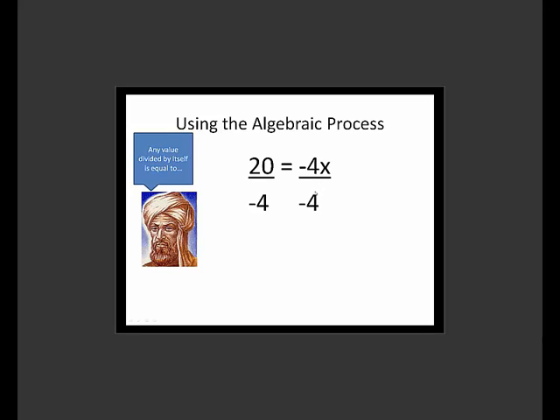But what I do to the right expression, I must do to the left expression. And as Muhammad al-Khwarizmi is saying, any value divided by itself is equal to 1. So I get 1x over here on the right. And 20 divided by -4 is -5. So I'm going to box in my solution and I'm done. So that is how you would solve a one-step algebraic equation using the additive inverse or the multiplicative inverse.